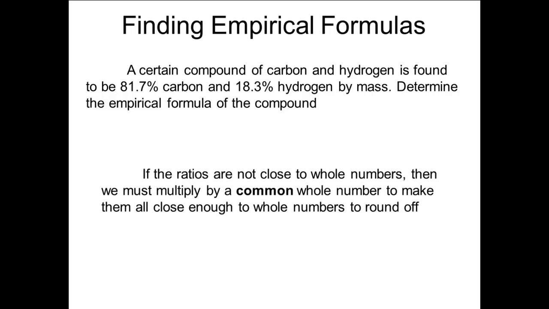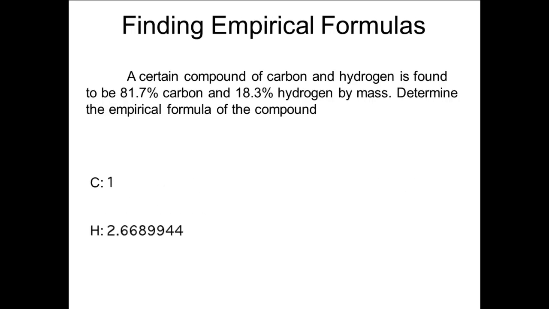If the ratios are not close to whole numbers, then we must multiply by a common whole number to make them all close enough to whole numbers to round off. So the question is, what whole number do we use? The brute force method is to just try 2 to see if that works. Then if that doesn't work, try 3. If that doesn't work, try 4, and so on until you find a multiplier that will work for all of the molecules.